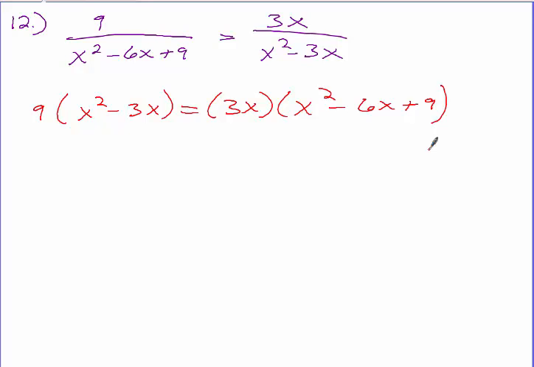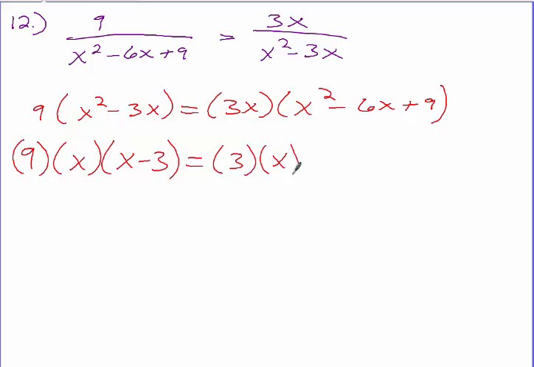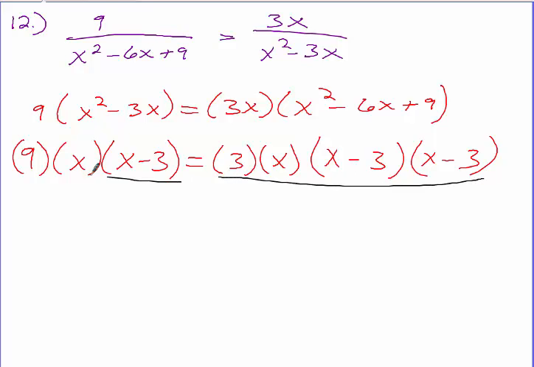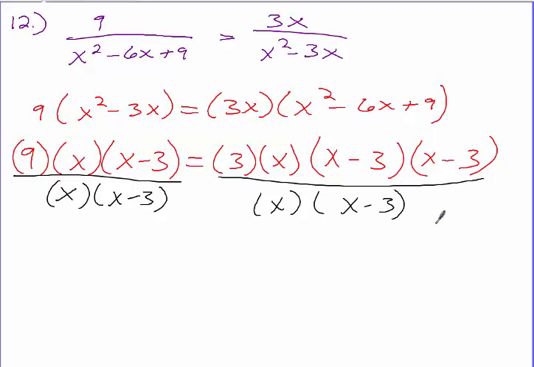Everybody good? So x squared minus 3x, can anything there be factored? So I can pull out an x, and that leaves me with an x minus 3. I have a 3 times an x, and then I can factor this into x minus 3 times x minus 3. Everybody okay with the factoring process by now, I hope? Yes, no, maybe? So is there anything that matches up to both sides, or anything that I can divide from both sides? Okay, so I have an x, I have an x minus 3, I have an x, I have an x minus 3. Is there anything else?